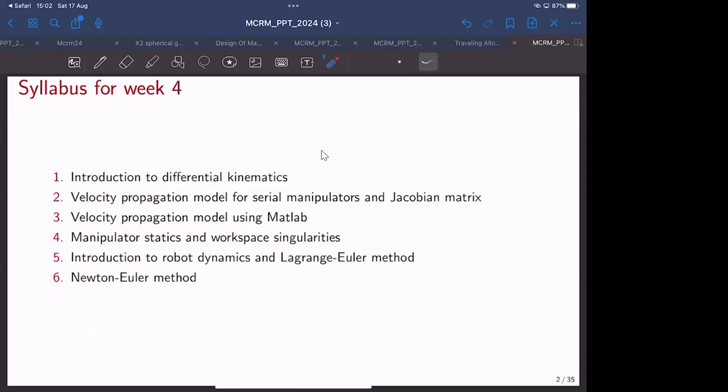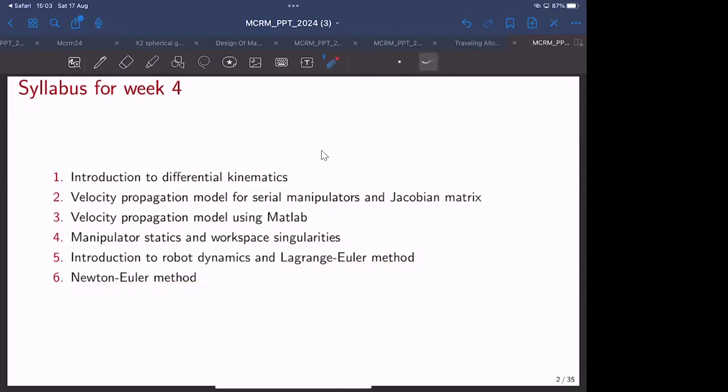We have also used the theories behind velocity propagations to understand manipulator statics as well as workspace singularities. Because if you have gone through the lectures, you might have noticed a reciprocal relationship between the differential kinematics and statics of a serial robotic manipulator. And towards the tail end of the week, we have also covered a brief introduction to robodynamics, where we would derive the dynamic equations of motion using two methods, namely the Lagrange-Euler method and the Newton-Euler method.